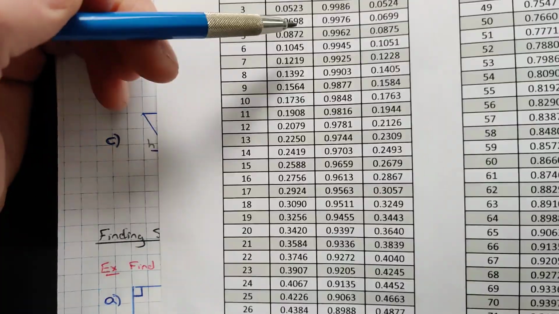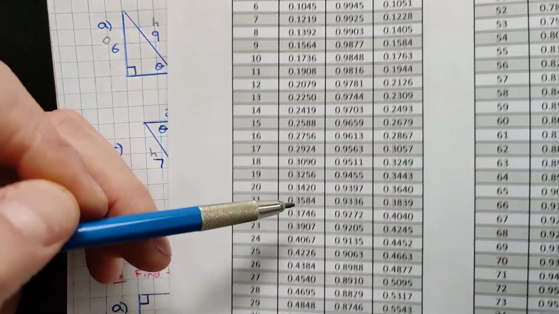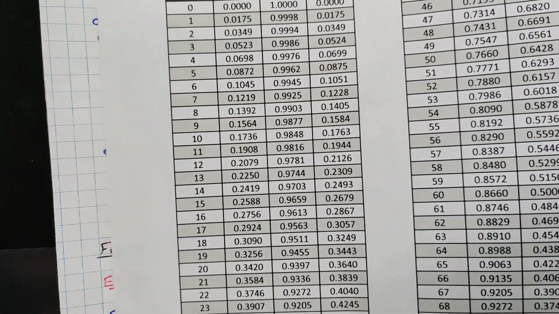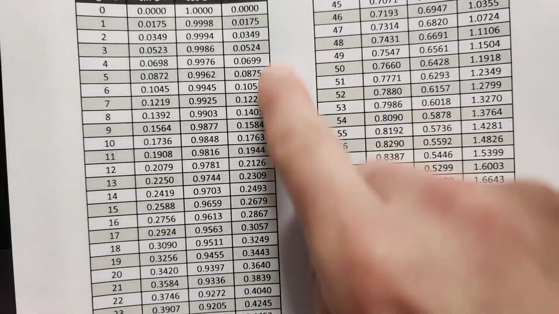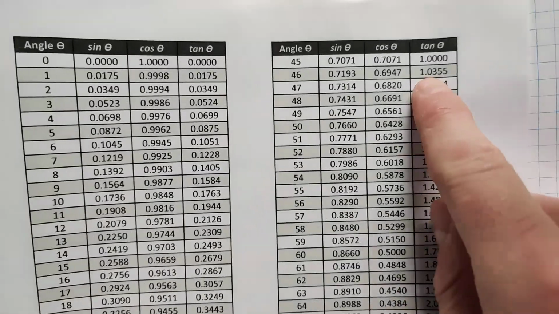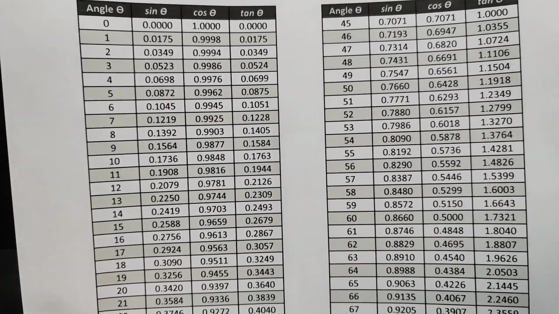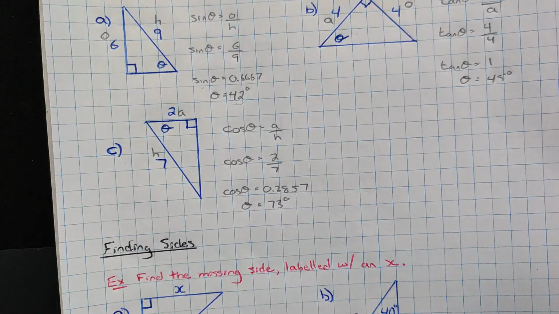If you notice on that table when you're searching, sine increases from 0 up to 90. Cosine is decreasing from 0 to 90. And then tangent is increasing. Anything over 1 is over 45. Anything under 1 is less than 45. Might help you move through it a little quicker.